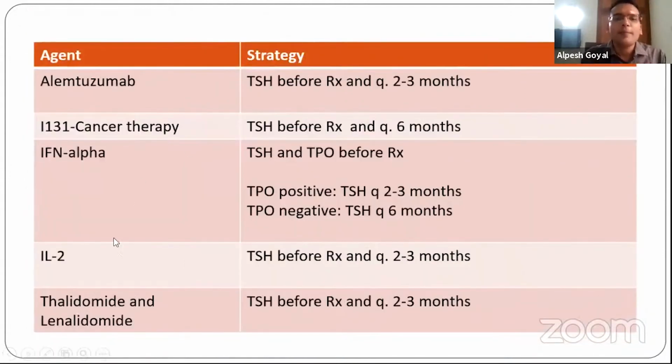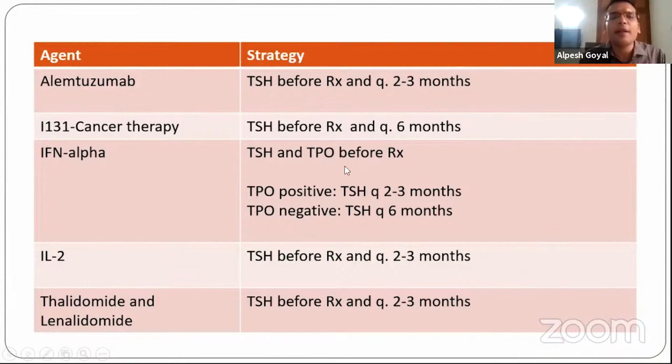With alemtuzumab, interleukin-2, and thalidomide, you can go with standard TSH before treatment and every 2 to 3 monthly monitoring. With iodine 131 cancer therapy, you should use thyroid block in all patients, and check TSH before treatment and every 6 months, and this should be almost lifelong. This is a late adverse event that has been reported as late as 6 to 7 years.